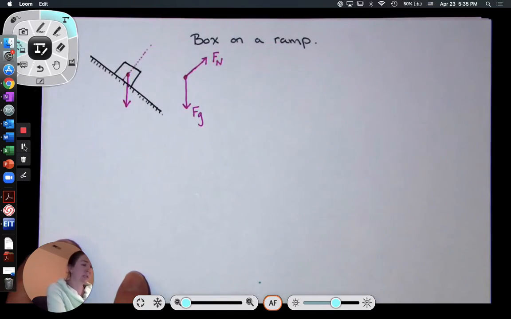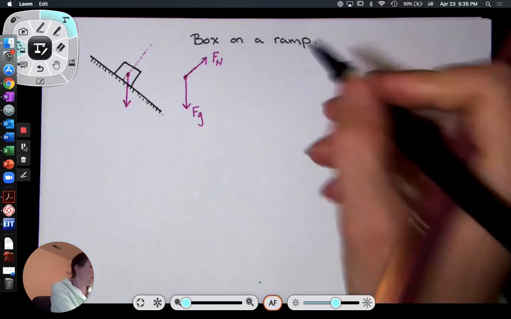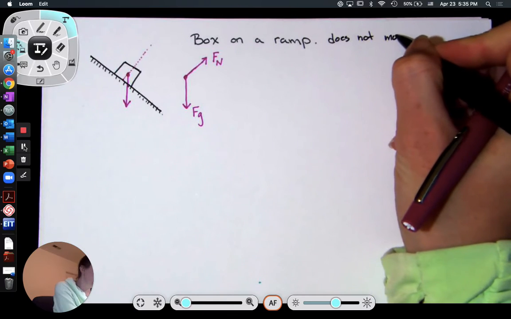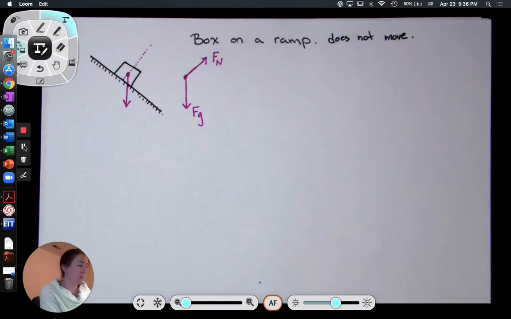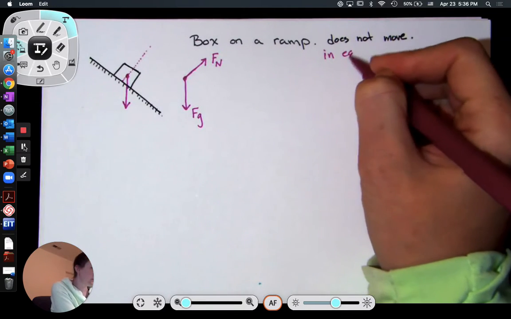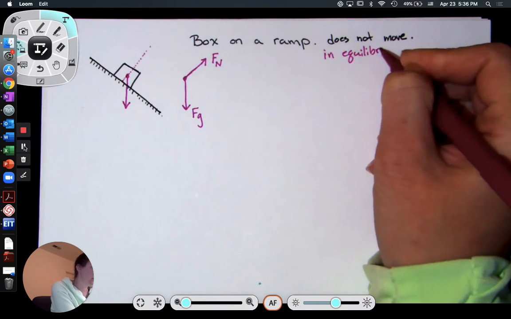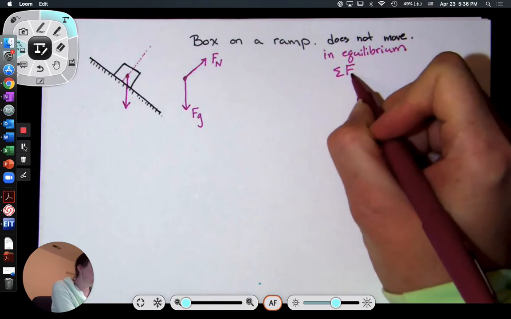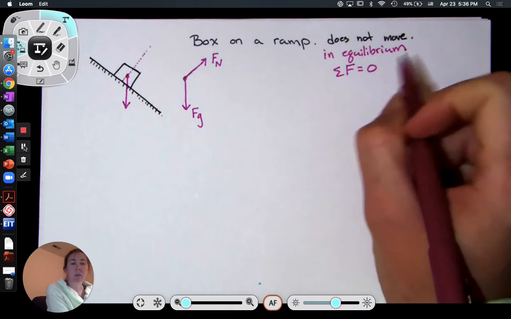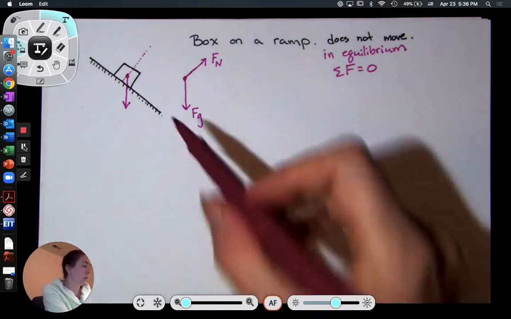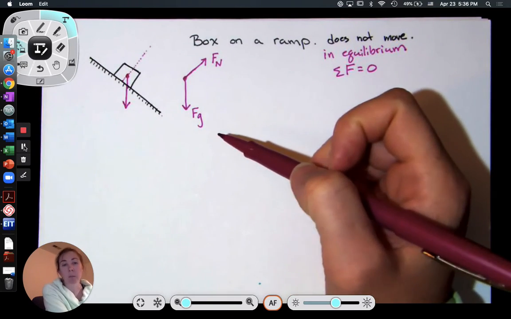Now, if I were to tell you that this box on a ramp does not move, then you automatically know that it is in equilibrium, meaning the sum of the forces equals 0. That means the sum of the forces in the x direction equals 0, and the sum of the forces in the y direction equals 0. So all of the forces are balanced. And when I look at this, these forces are not balanced.